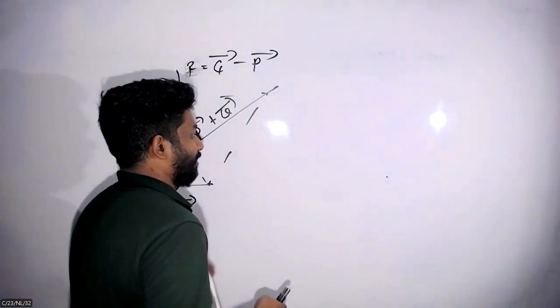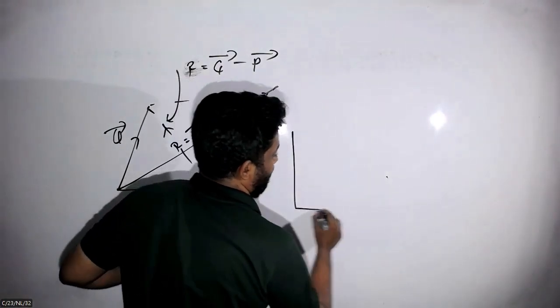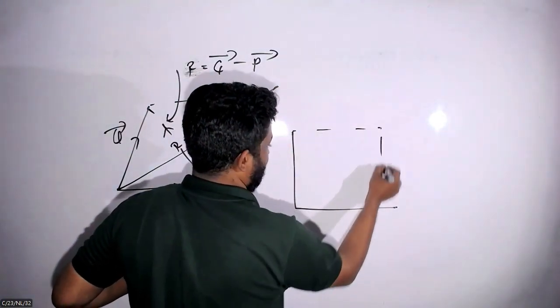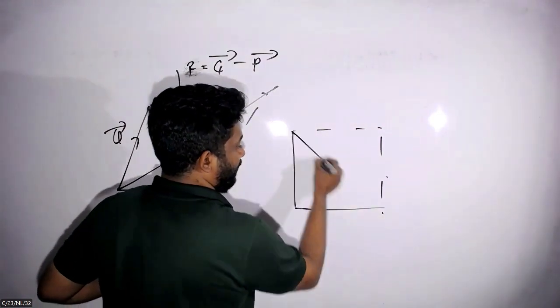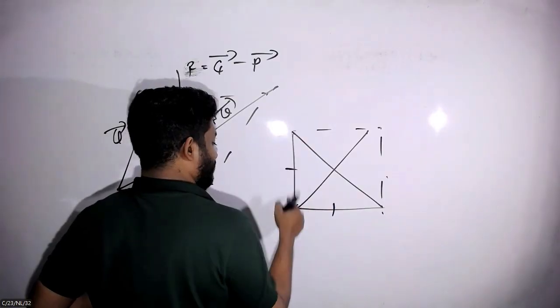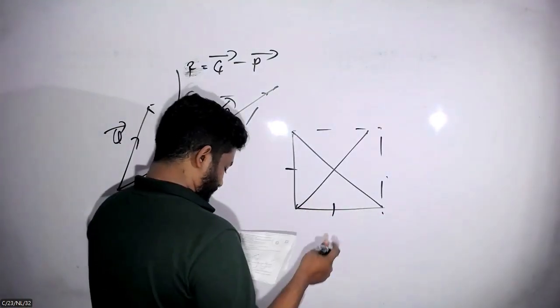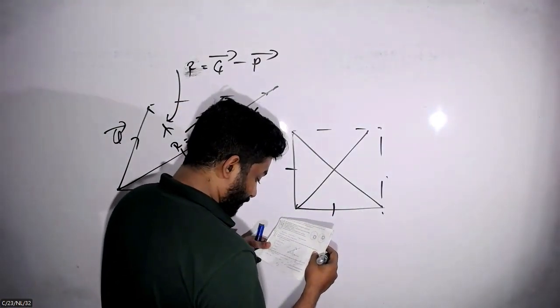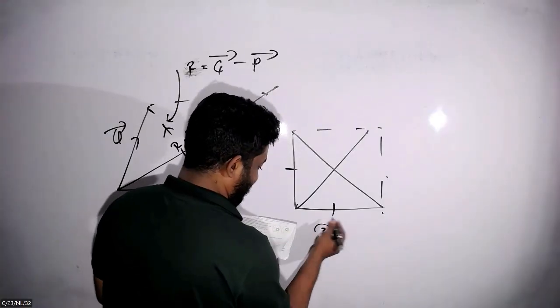Therefore, the shape of the parallelogram should be a square. It is a special parallelogram. Only in a square are the diagonals equal in length. Therefore, the two adjacent sides should be equal in length. That is, the magnitudes of the two vectors should be equal. Therefore, the answer is 3.